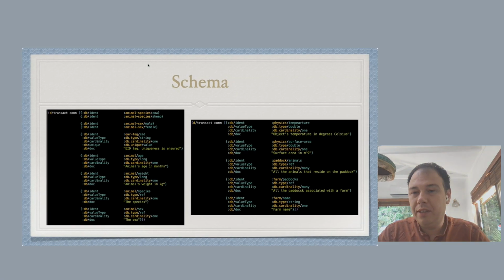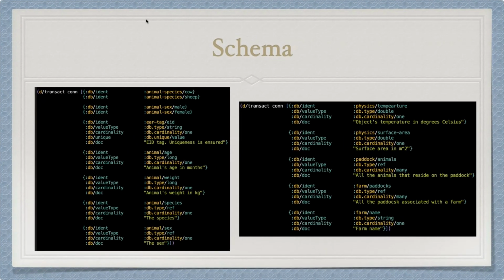And those entities, as I say, they can be modified. So we can add additional things in here, like farm names, paddocks, and combine them in whatever way we want.